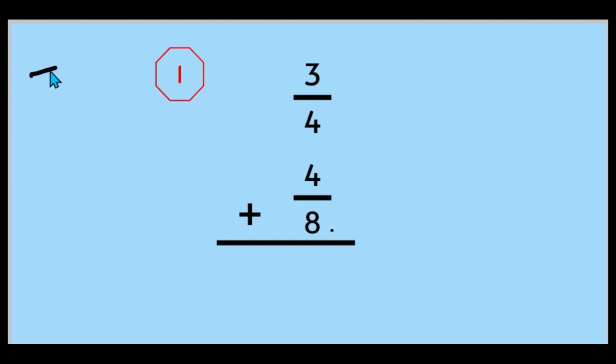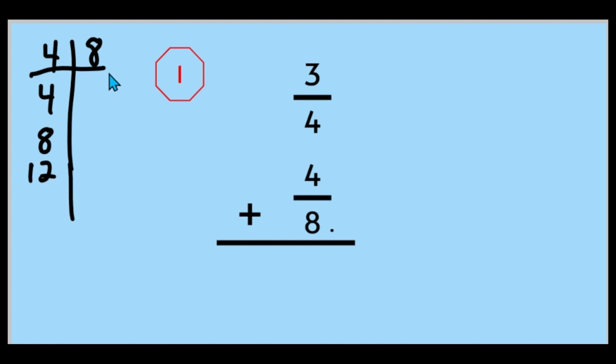So over here, I'm going to make a simple T-chart. And I'll write the 4. And I'll write the 8. Okay? 4 times 1 is 4. 4 times 2 is 8. 4 times 3 is 12. Over here, with the 8, 1 times 8 is 8. 2 times 8 is 16. 3 times 8 equals 24.